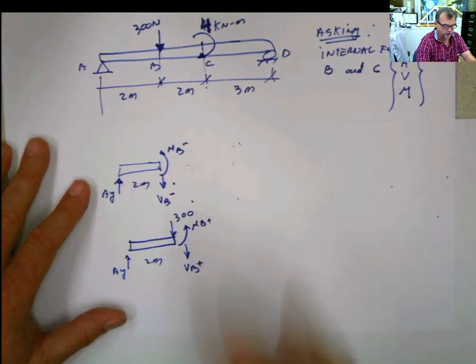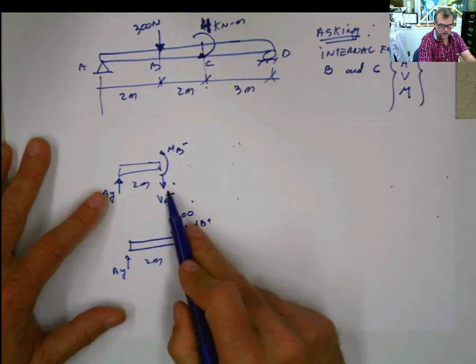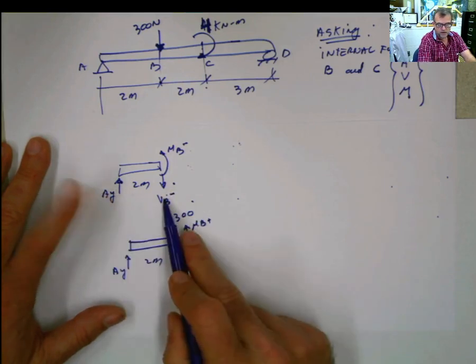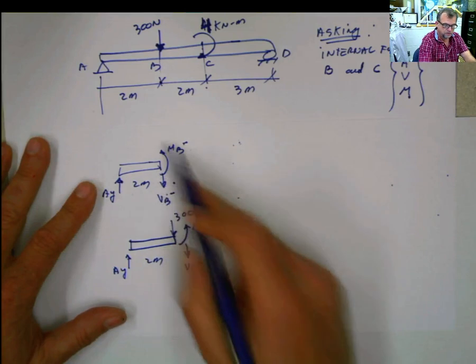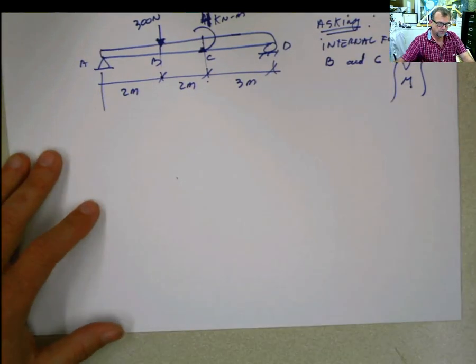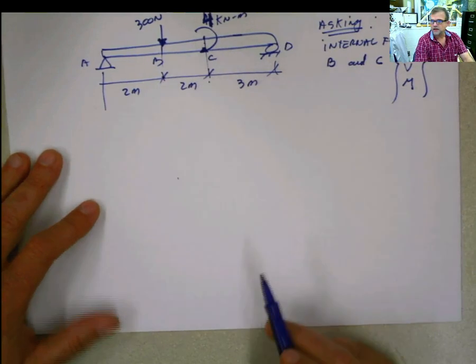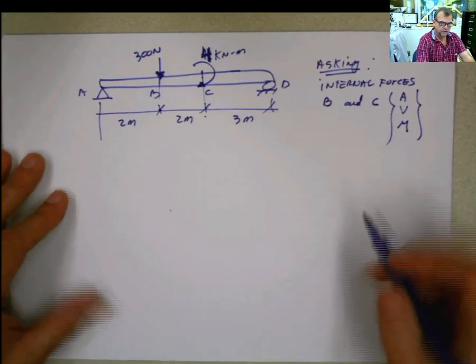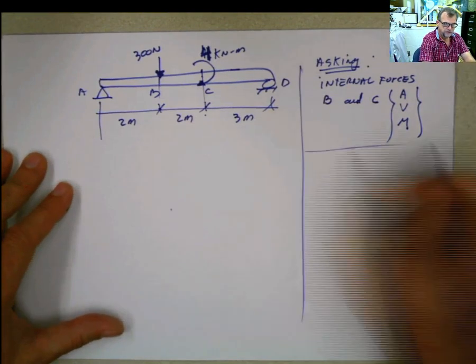But you do this. You use the summation of forces in Y equals 0. After you calculate AY, AY minus VB equals 0. Summation of moments. And that's it. You do that, please. Now what I'm going to do is calculate at the point C, because I want to explain to you what happens when you have a concentrated moment. So first things first, reactions.